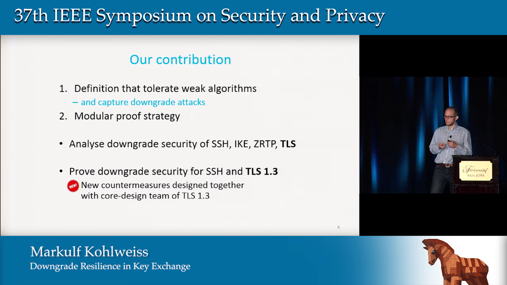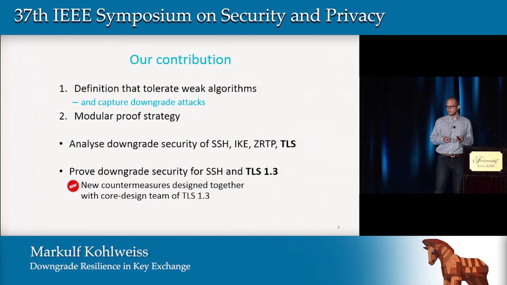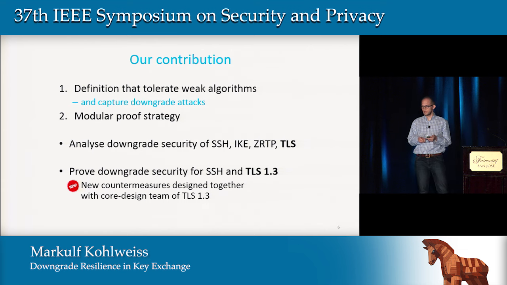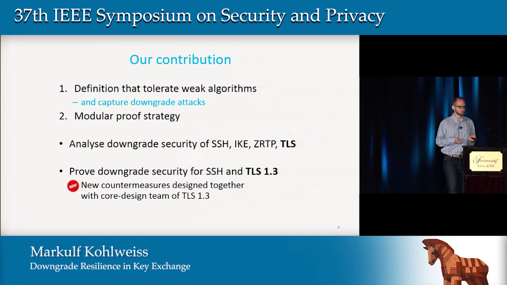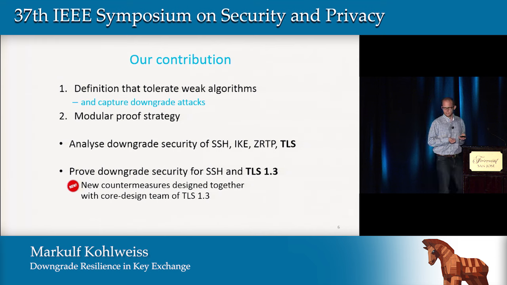The 2 main contributions that I will talk about in this talk are, first, the downgrade security definitions that capture downgrade aspects of the previous attacks. And the second contribution is a modular proof of the downgrade fixes to TLS 1.3 that have been developed together with the core design team of TLS 1.3 and that are included in the new, I think, draft 13 of the standard.